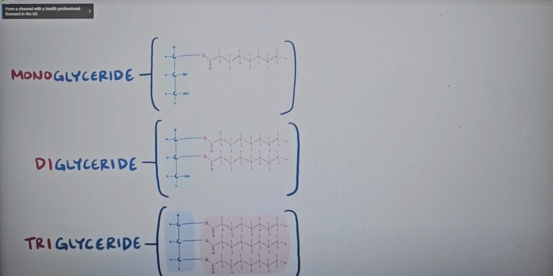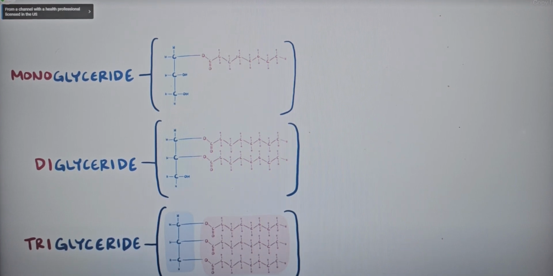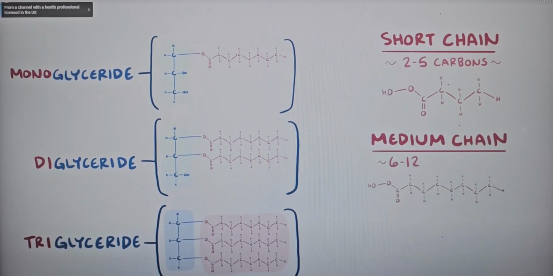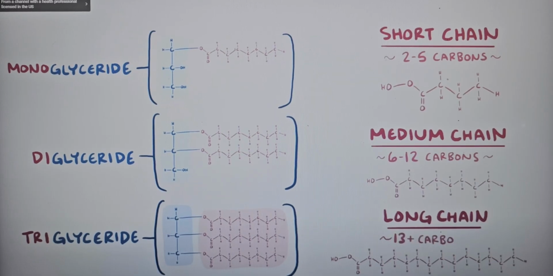Now, there are various types of fatty acid chains, and one way to categorize them is by their length. In other words, how many carbons they have. Short-chain fatty acids have 2 to 5 carbons, medium-chain fatty acids have 6 to 12 carbons, and long-chain fatty acids have 13 or more carbons.